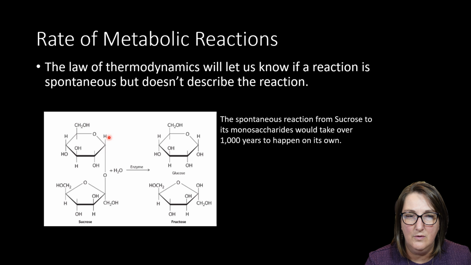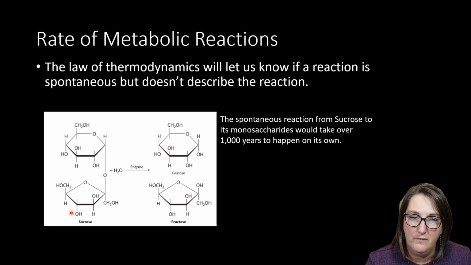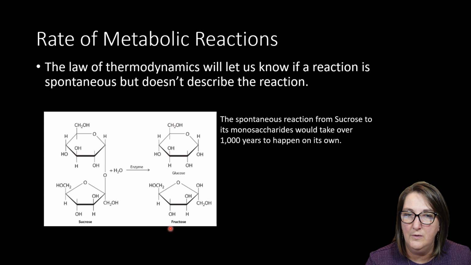If I wanted sucrose to break down naturally without any enzymes, without any help, it is not a spontaneous reaction that happens fast at all. One sucrose molecule without any help from an enzyme could take over 1,000 years to happen on its own. That is just one sucrose molecule. So for me to be able to go from sucrose to two different types of macromolecules, my glucose and my fructose, I need help. And I need that help in the form of an enzyme.